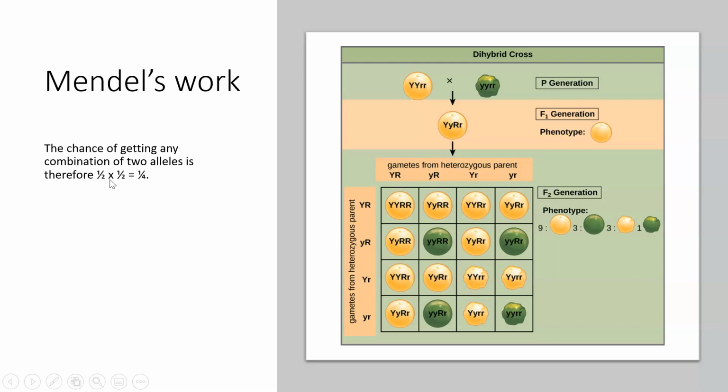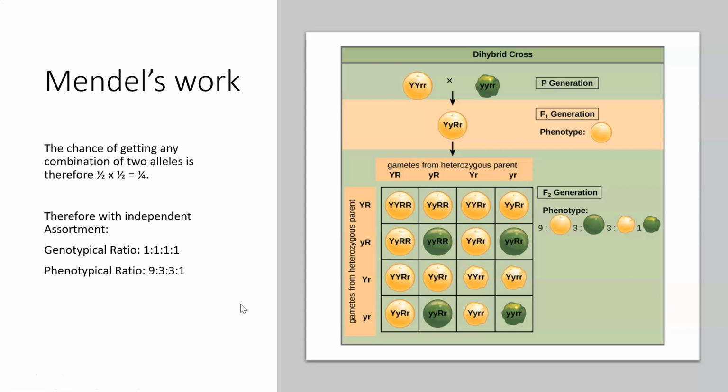and of having a dominant yellow and a dominant green, for example. We're talking alleles, we're talking genotype. So in terms of the genotypical ratio, it's actually a 1 to 1 to 1 to 1. However, in terms of phenotypical ratio, we have a 9 to 3 to 3 to 1. So what am I talking about?